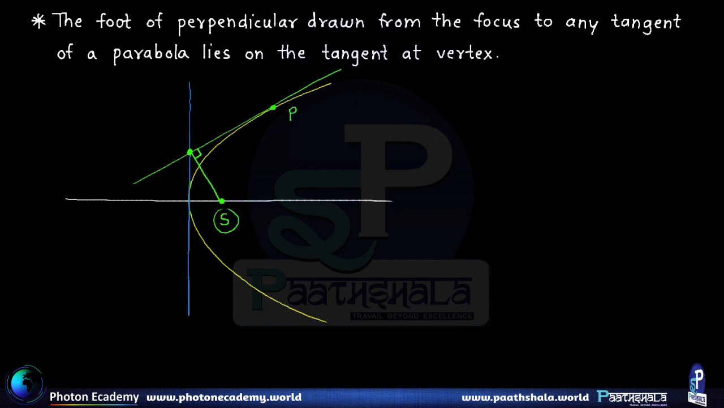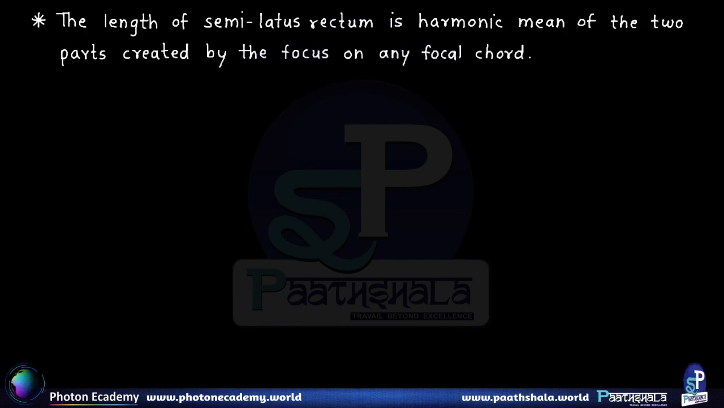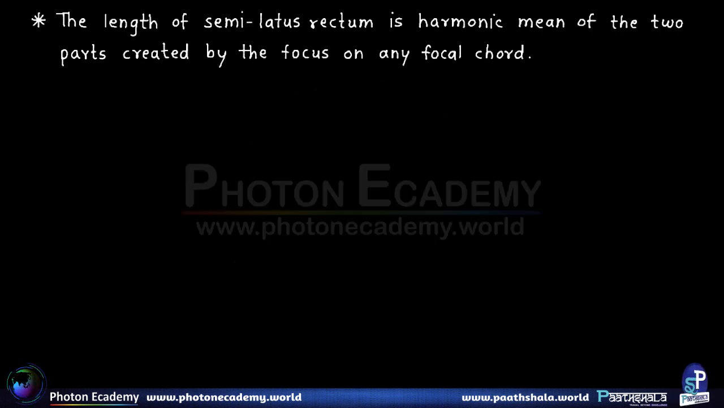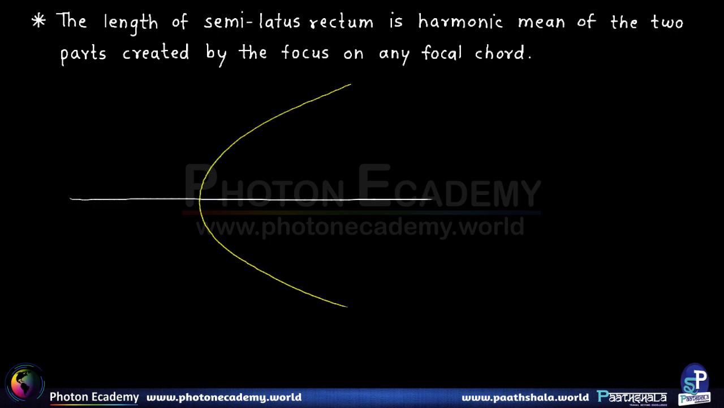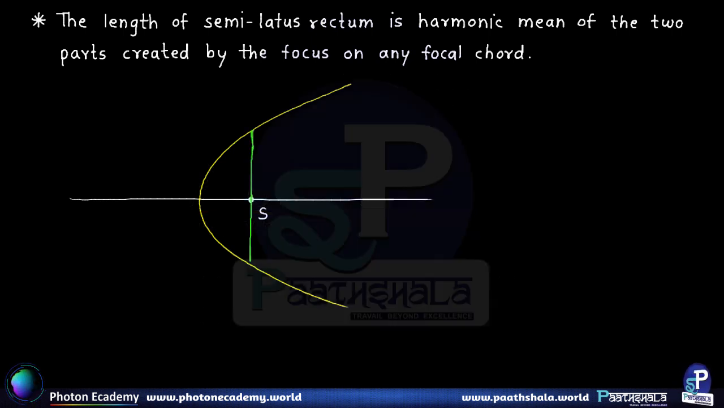Let's go to the next property. The length of semi-latus rectum is the harmonic mean of the two parts created by the focus on any focal chord. If we recollect what the latus rectum is, then we know that if S is the focus, and we draw a perpendicular segment to the axis of the parabola and let it meet the parabola at 2 points L and L dash, then LL dash is called the latus rectum.